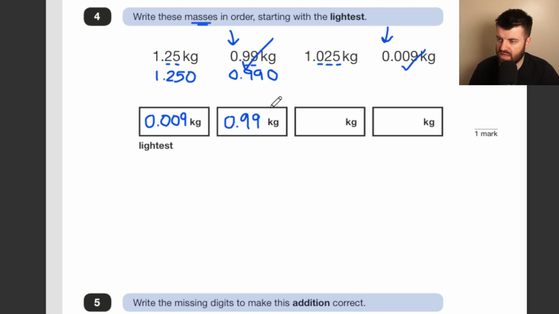I put 0.99. Now I'm left between 1.25 or 1.025. Okay, well, what's the smallest one? Because we're going from lightest to heaviest. It's going to be the 0 here because this is 1.2. This is 1.0. So clearly 0 is lighter. So again, I write this whole number in here, 1.025. And then the last one remaining obviously must be the heaviest, which is 1.25 kilograms.